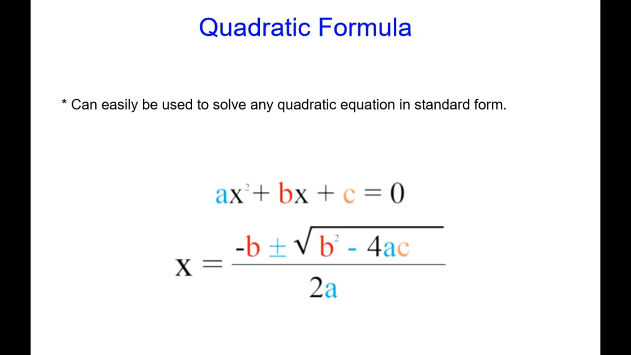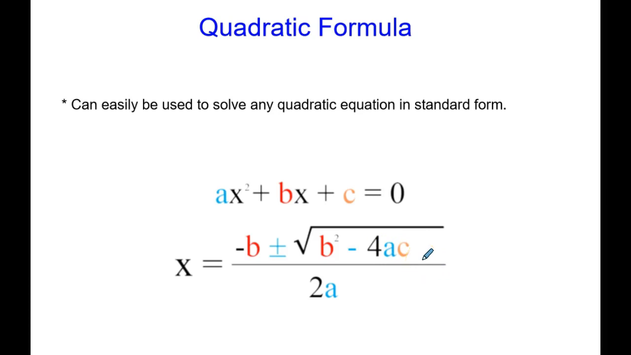The quadratic formula can easily be used to solve any quadratic equation in standard form, whether that includes positives, negatives, and fractions. So if we have a quadratic equation in standard form, ax squared plus bx plus c equal to 0, all you have to do is identify your a, your b, your c values and plug them into this formula. X equals negative b plus or minus the square root of b squared minus 4 times a times c, all divided by 2 times a.